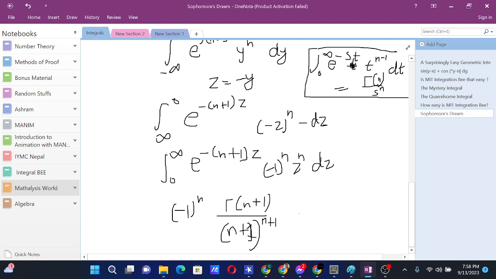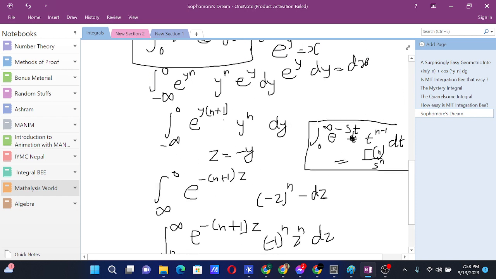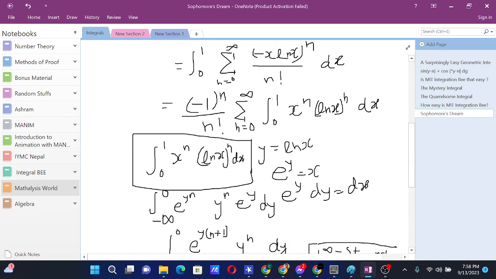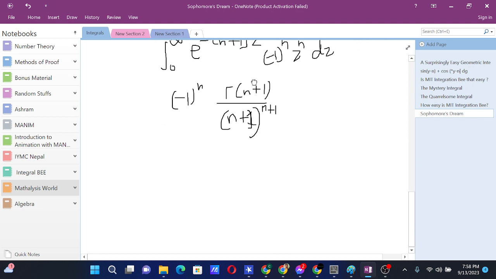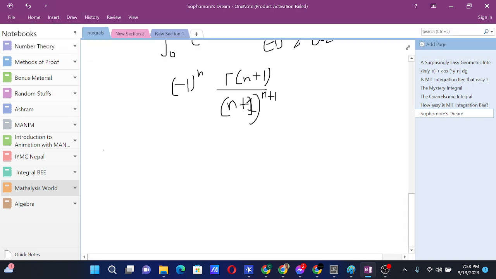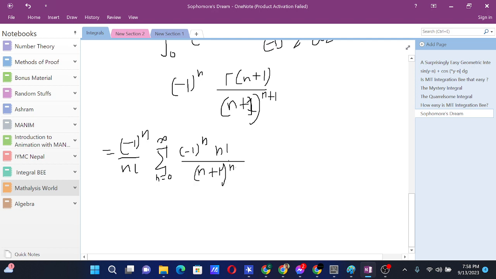Okay, and so we have this. Now we'll substitute this back into the expression. In the expression we had minus 1 to the power n by n factorial, and the summation from n equals 0 to infinity. Then we have minus 1 to the power n, and gamma of n plus 1 is just n factorial, by (n plus 1) to the power n plus 1.